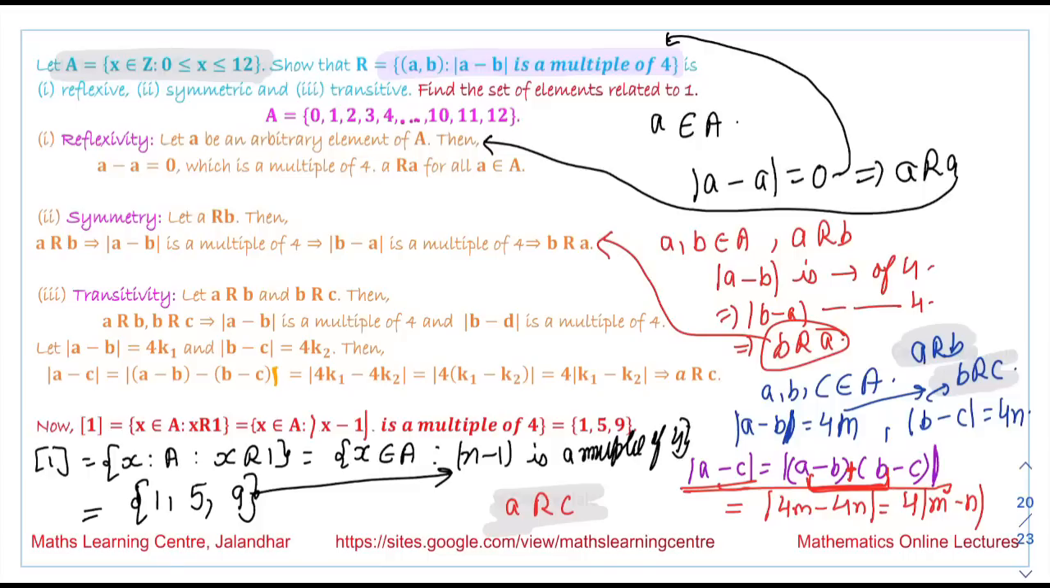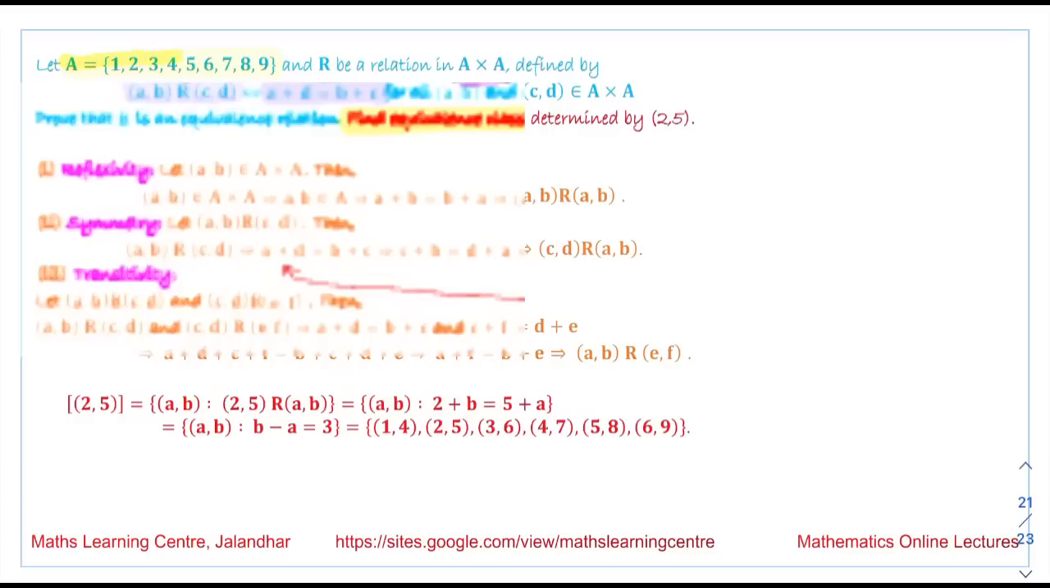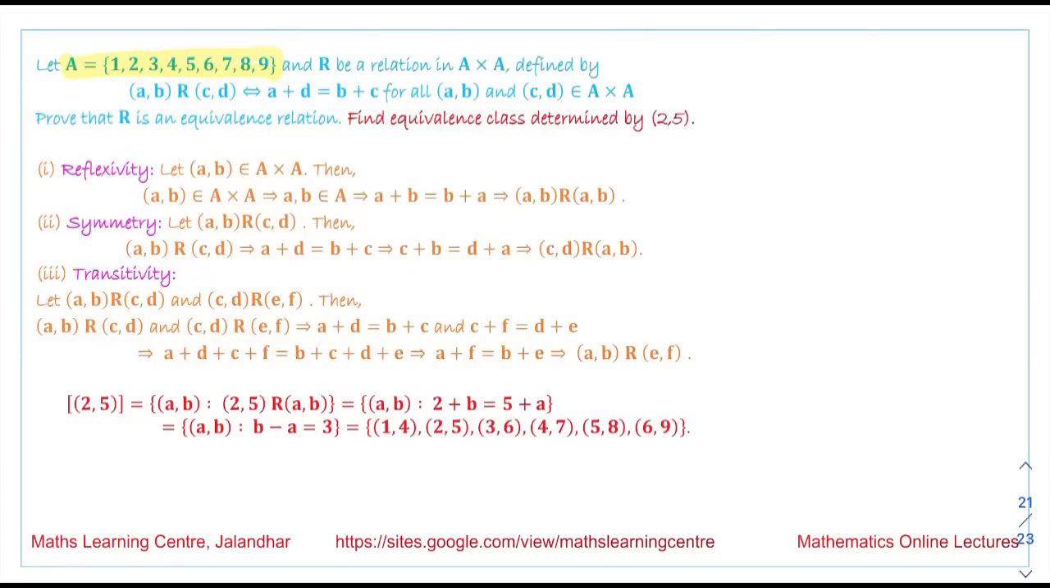Now next we have this set A given to us. It has elements from 1 to 9, and R is a relation defined on A cross A. It is important to note over here that R is a relation on A cross A, which means the elements of R will be of the form ordered pair, and the relation R is defined in this form: A comma B is related to C comma D if and only if A plus D is equal to B plus C.